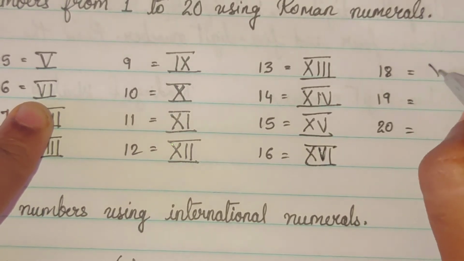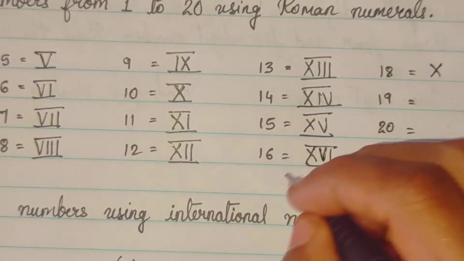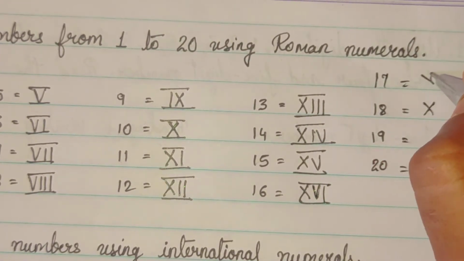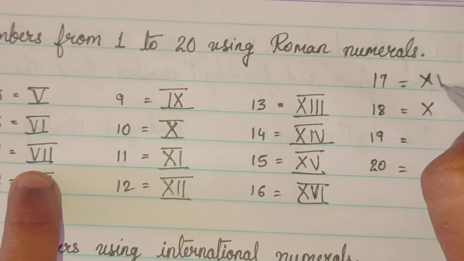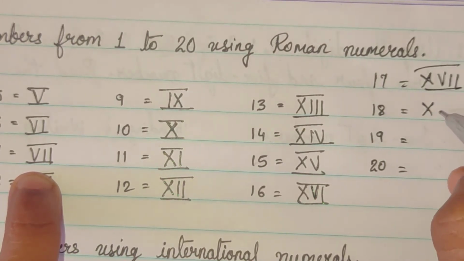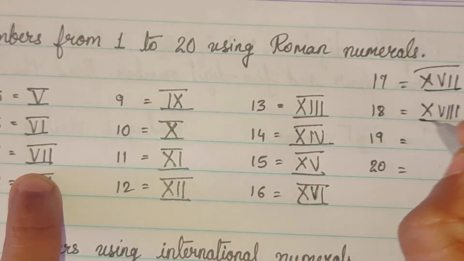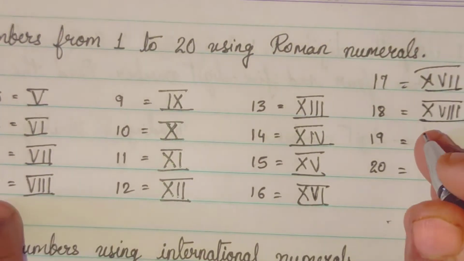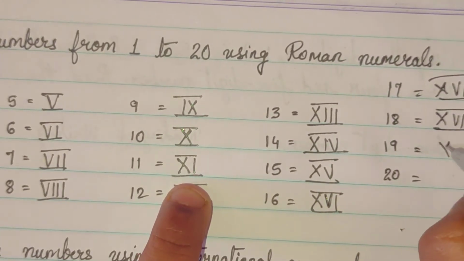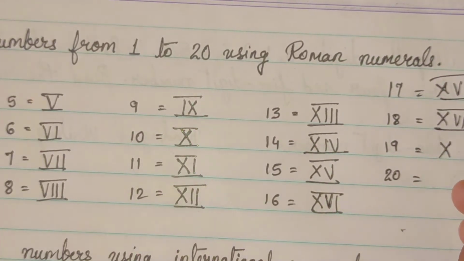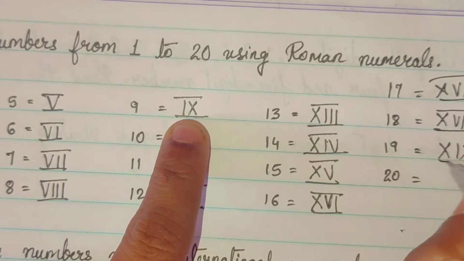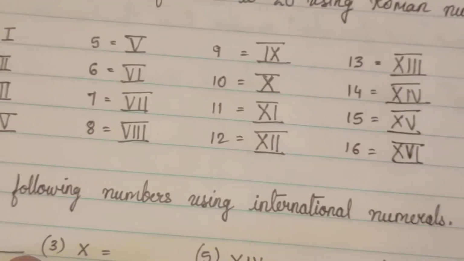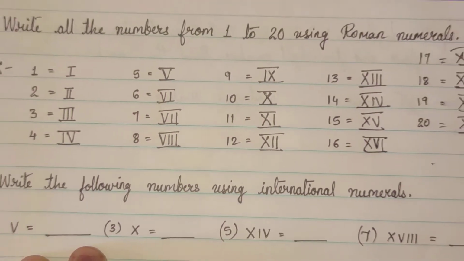Okay. 10 plus 7, 17. 10 plus 8, 18. And now 19. How will we write 19? We know how to write 9 now. So 10 plus, where is the 9? Here. So 19. And then 10 plus 10, 20. See, this is your 1 to 20.